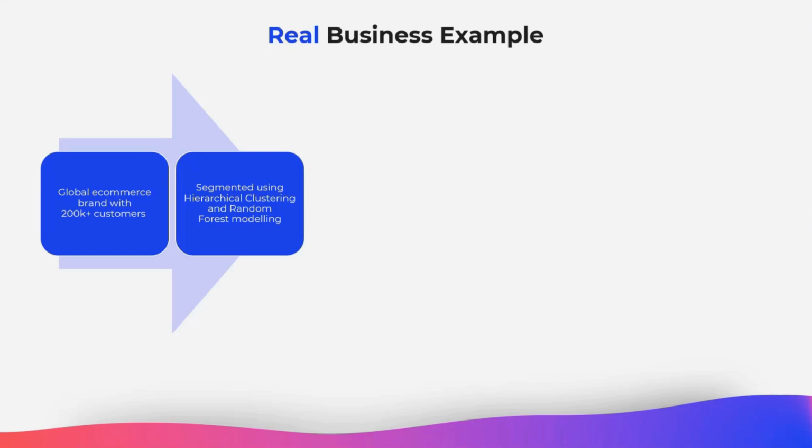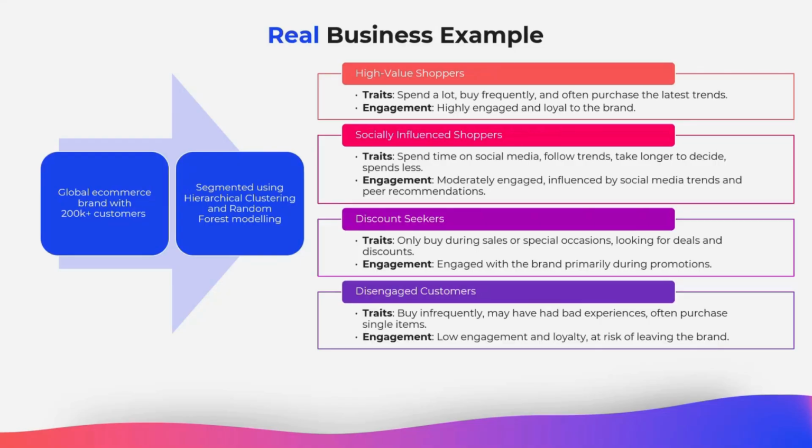And we did some segmentation, but we used hierarchical clustering and some modern random forest modeling. We'll talk about the different types of segmentation that you can do later, but we did lots of segmenting, and we were able to spot that there were 4 different groups of people that interacted with their brand. So we had your high-end shoppers, and they had certain traits that they shared amongst each other, like they spent a lot, bought frequently, always were buying the latest trends, highly engaged and very loyal to the brand.